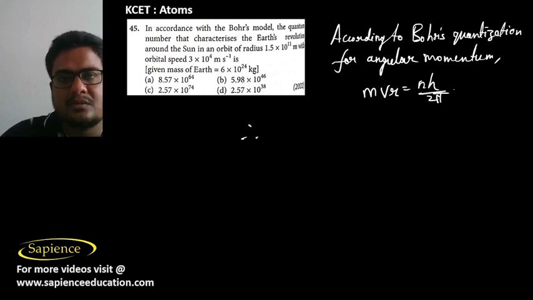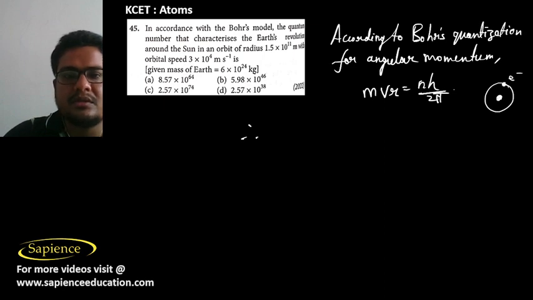So now m is the mass of the electron in the orbit around the nucleus here. So here we should consider m as the mass of the Earth, since here Earth is moving around the Sun. So Earth is considered to be an electron.